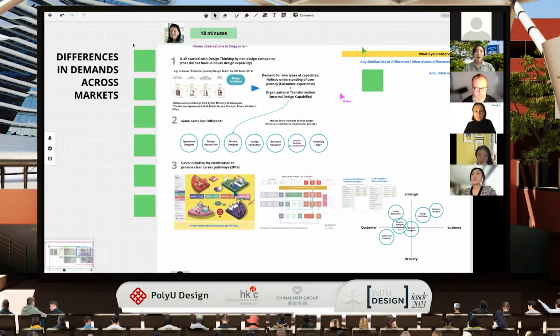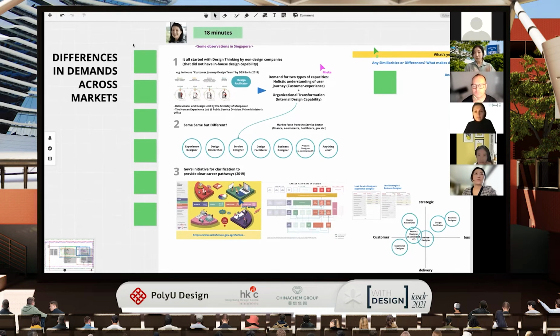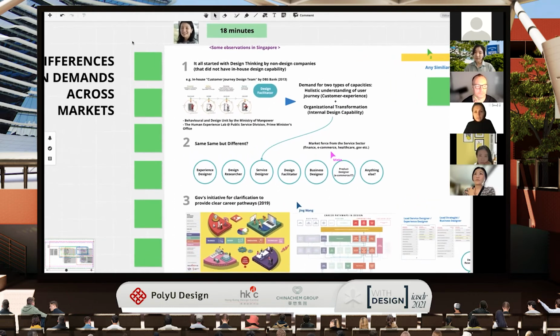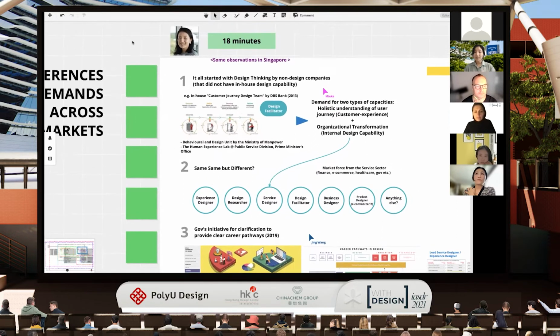So while I am sharing my observations from Singapore, I hope the audience could also compare my story with their own observations in their countries and organizations, and post their reflections, observations and insights, and perhaps differences or similarities that they spot, and of course questions, in any part of the board here. So I want to share a bit of the story from Singapore.